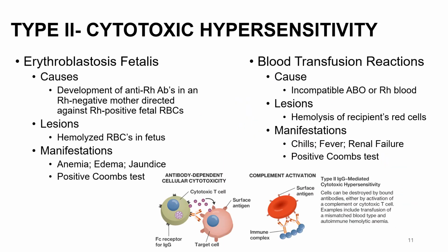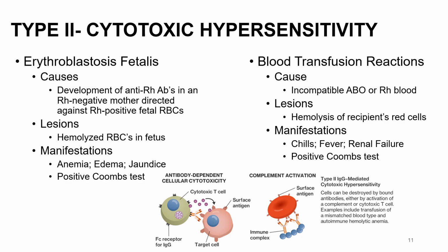Now let's put type 2 hypersensitivity into context with real examples you are almost guaranteed to see again, whether on exams, in clinical discussions, or even the AP board certification. Erythroblastosis fetalis. This occurs when an Rh-negative mother develops antibodies against Rh-positive fetal red blood cells. Those maternal antibodies cross the placenta and bind fetal red cells.